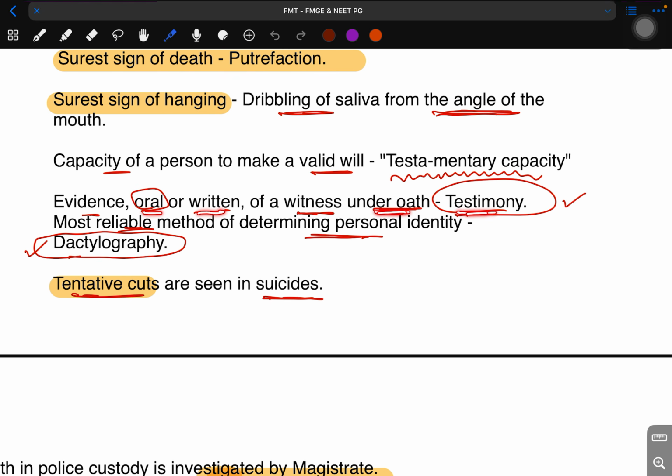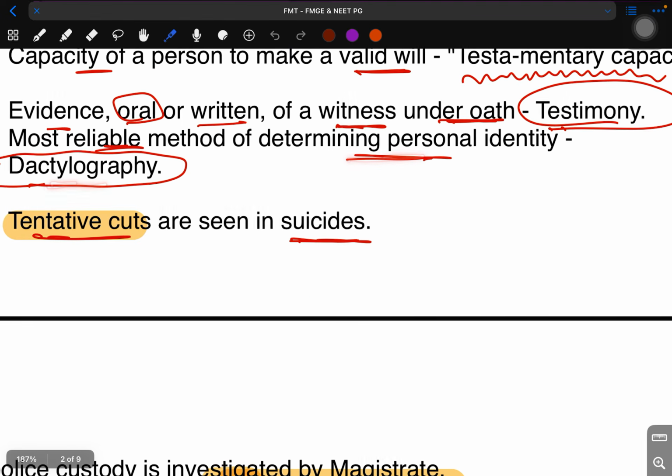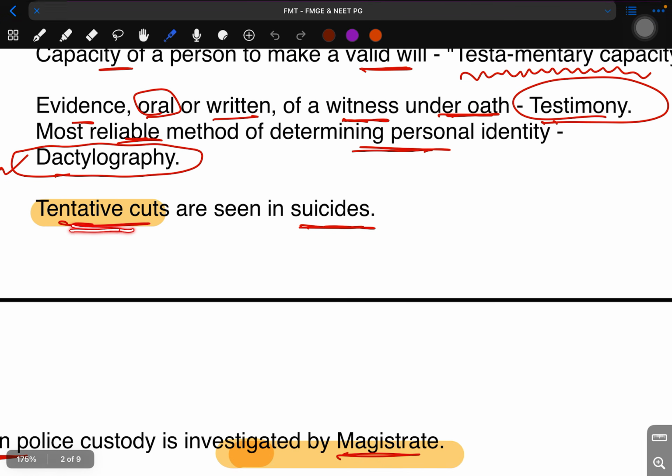And what is the most reliable method for determining personal identity? It's dactylography or fingerprinting. Tentative cuts or hesitation cuts, the other name, are found in suicides.